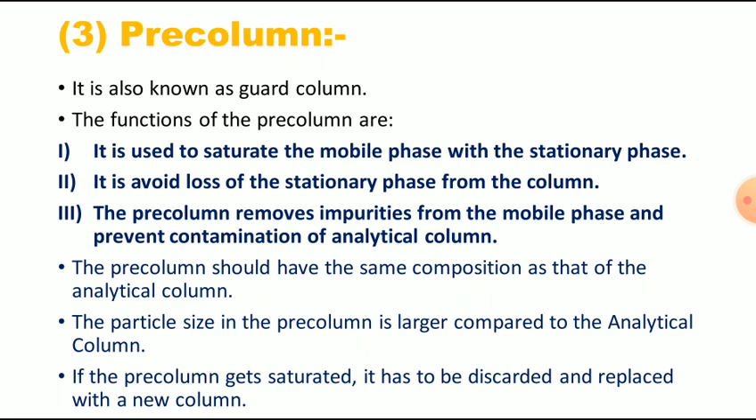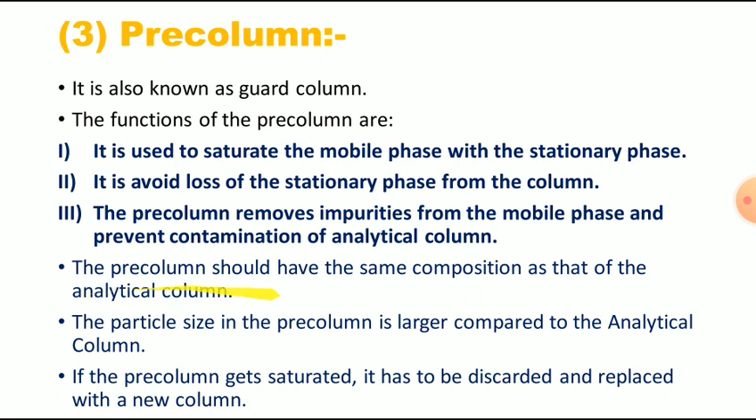Actually, it will saturate the mobile phase along with stationary phase. Then it avoids loss of stationary phase from the column. And the third part is the main, very important one, that is it will remove impurities present in the solvent, or you can say mobile phase, in the pre-column and prevent contamination of the analytical column. These are the main functions of the pre-column.